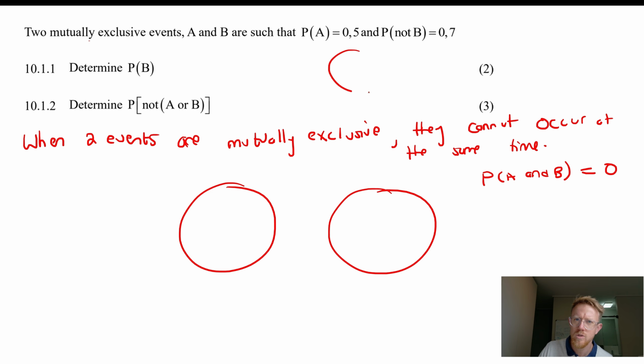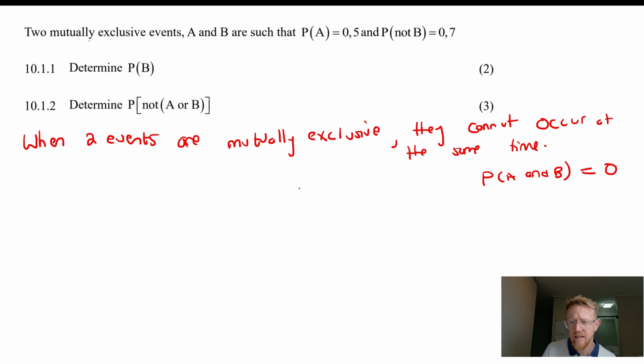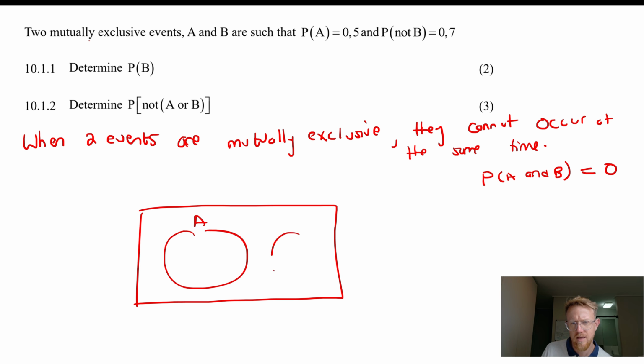The circles don't intersect, because this part over here, that is your A and B. But when two events are mutually exclusive, that part doesn't exist, because you cannot have both of them happening at the same time. You cannot have someone doing physics and maths literacy at the same time. Okay, so that's what it's going to look like graphically.